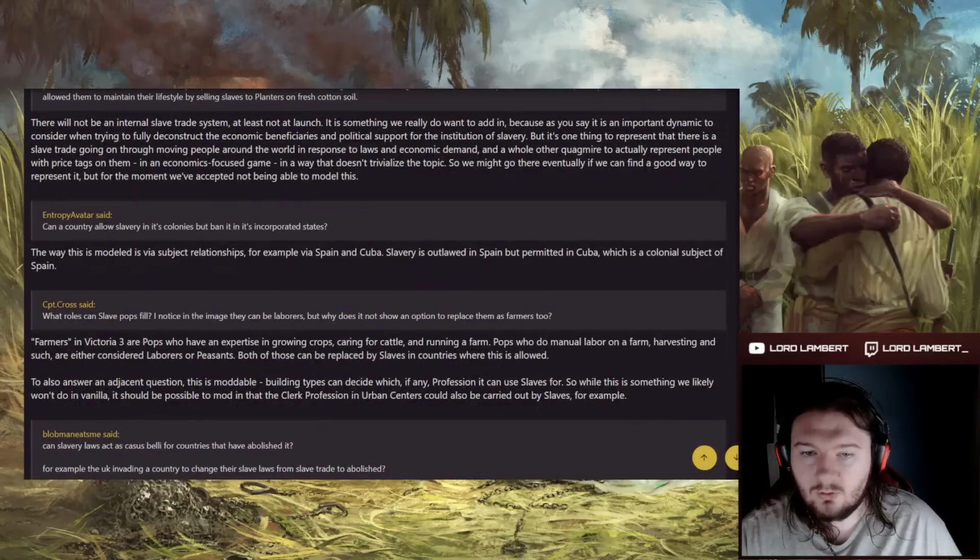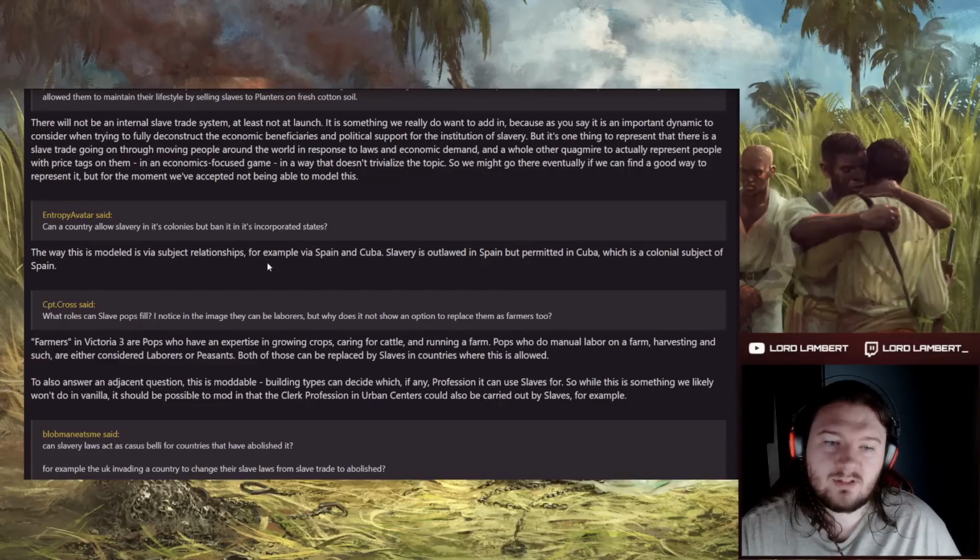Can a country outlaw slavery in its colonies but ban it in its incorporated states? The way it's modelled is via subject relationships, for example via Spain and Cuba. Slavery is outlawed in Spain but permitted in Cuba, which is a colonial subject of Spain, so just straight up yes.